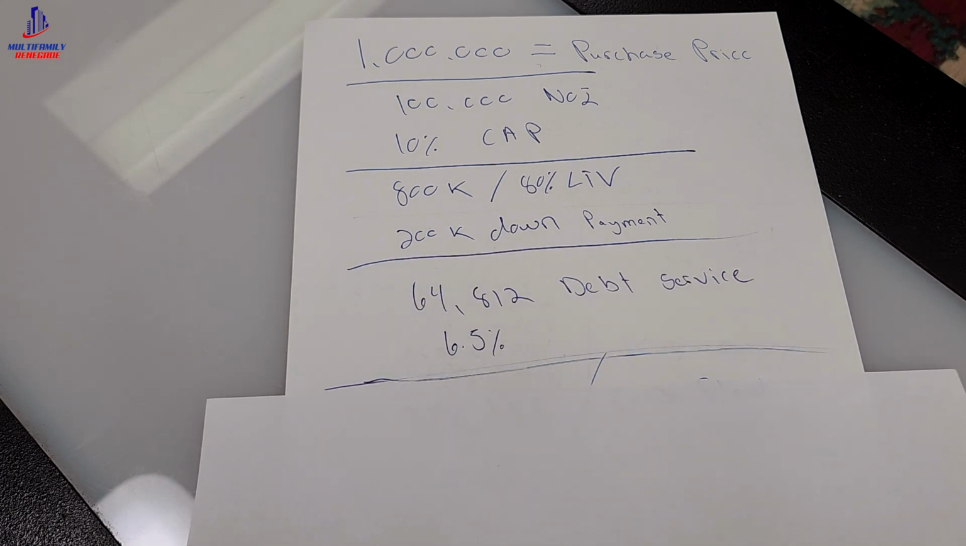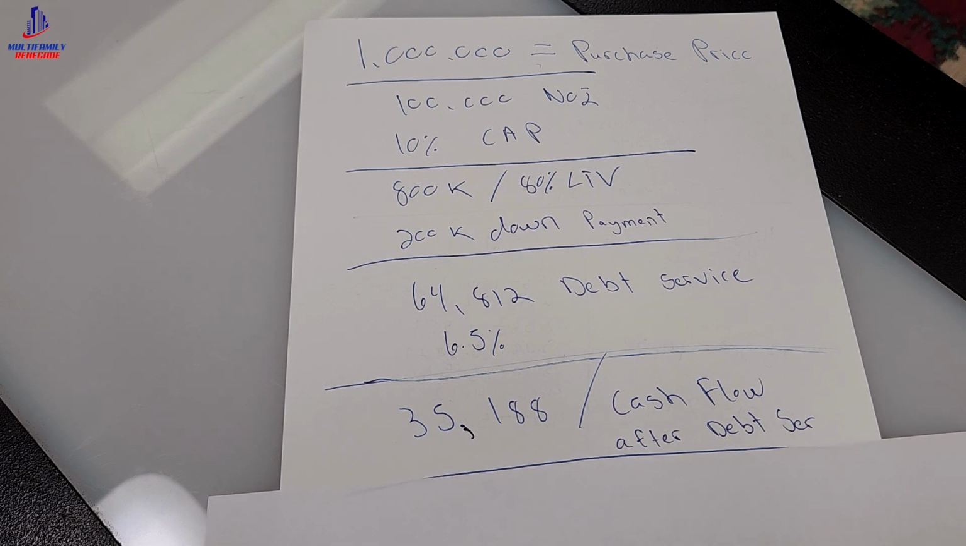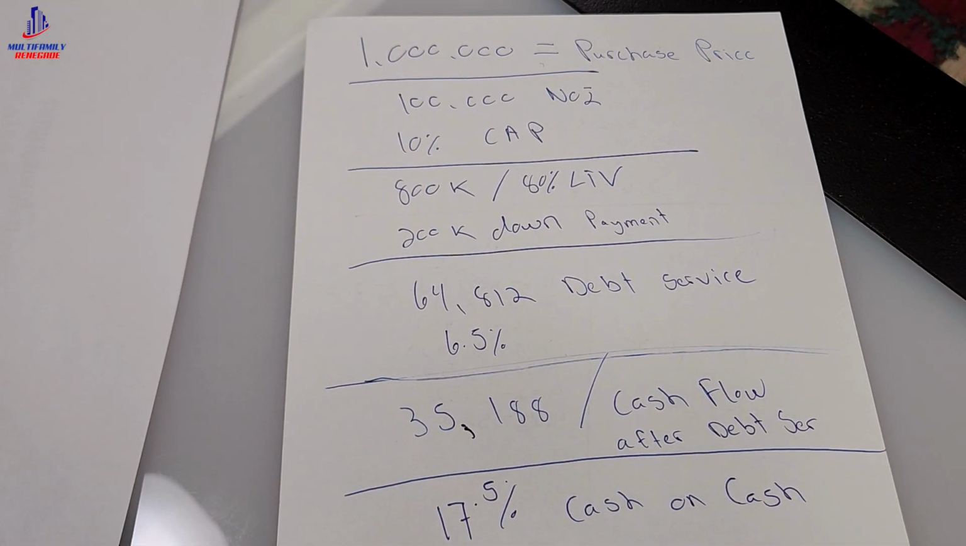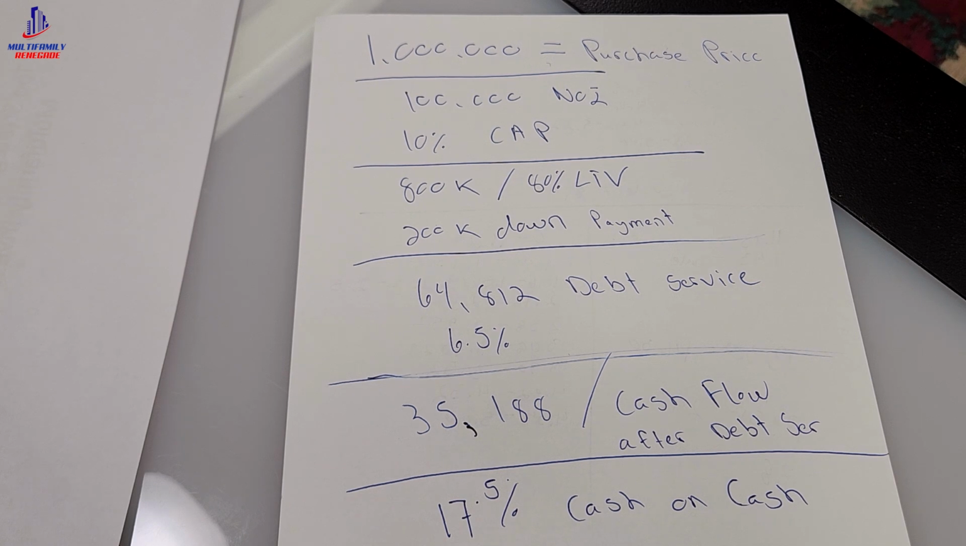Now, the debt service that we're going to be using to carry this property is 6.5% on the interest rate. So debt servicing is going to cost us on an annual basis almost $65,000 a year. When we look at the net income after our debt servicing, our cash flow after debt service is $35,188. And this is going to leave a 17.5% cash on cash return.